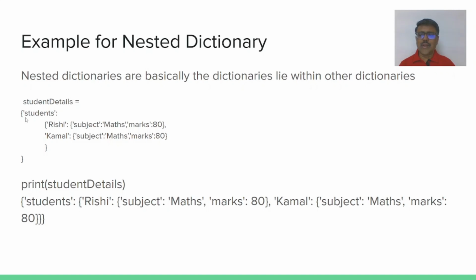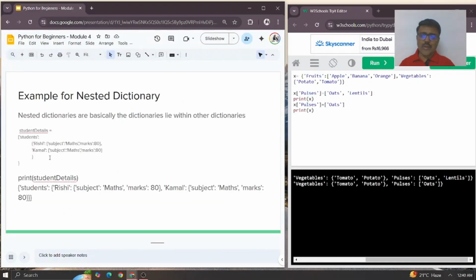In your initial days, try to write it like this so that you will not have confusion with the number of brackets that you are using here. Once you become experienced, you can write it like this. And once it is done, you'll be able to print it and get the values. So let's quickly do this one.